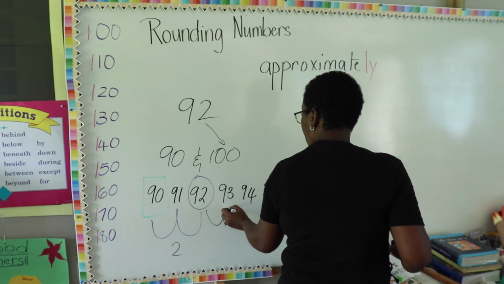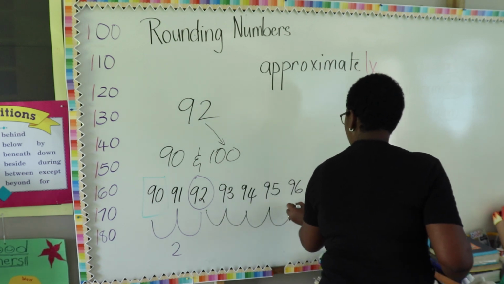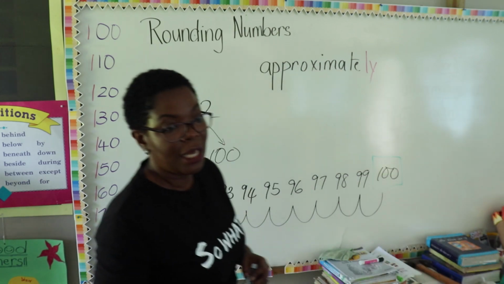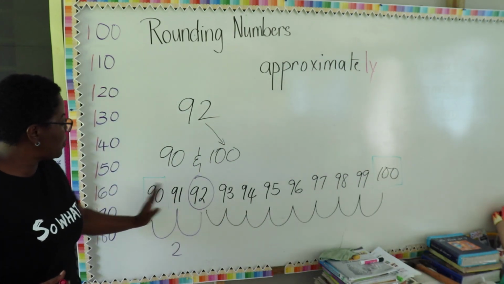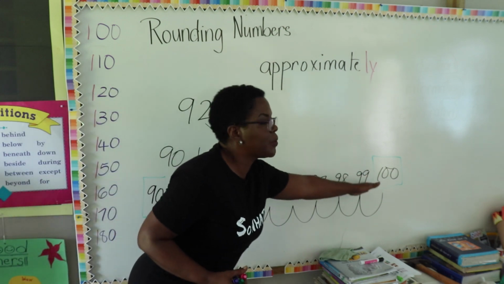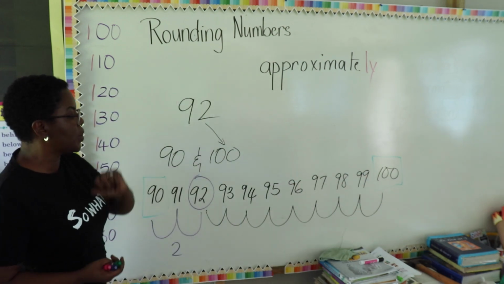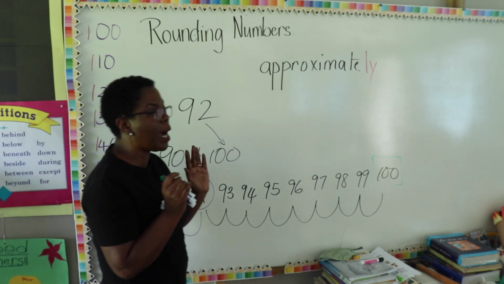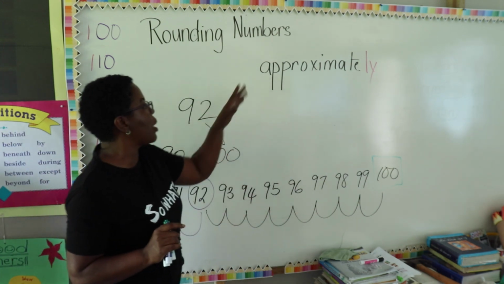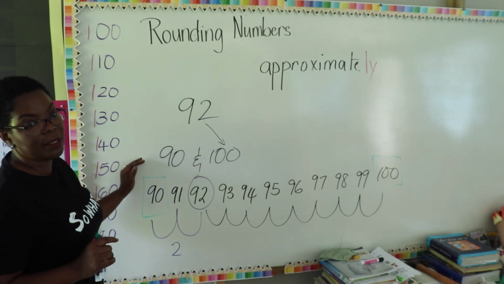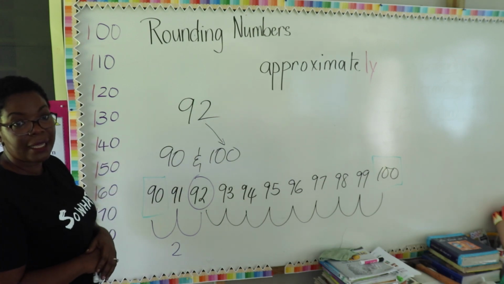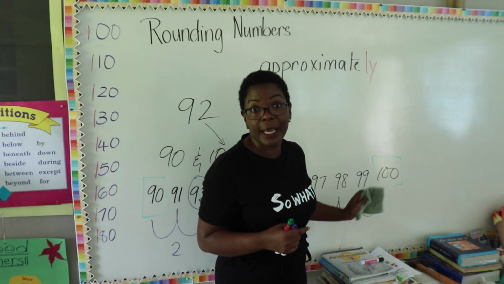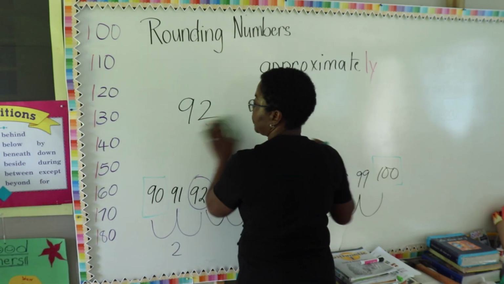Let's go. One, two, three, four, five, six, seven, eight. So we need two hops to come this way, eight hops to go that way. 92 is closer to what? 90. It's closer to 90. So if I have 92 marked, I would say I have approximately 90. Do we understand that? Everybody's understanding that? All right, let's go.